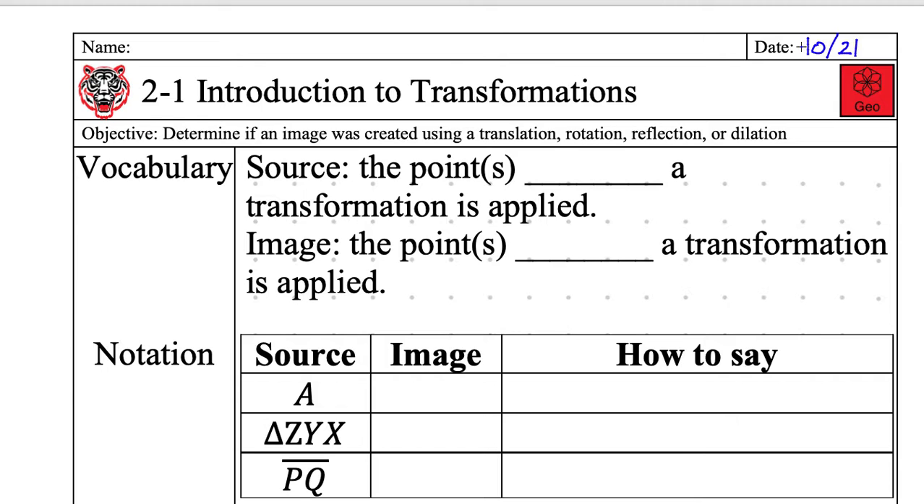So let's start with some vocab. There are two words that you really need to know today, source and image. So source is the points before a transformation is applied. So it's the thing that you're starting with, which makes sense. The source is the thing that you're starting with, right? So far, so good. And we don't need laptops open for this. Everyone's laptop should be shut.